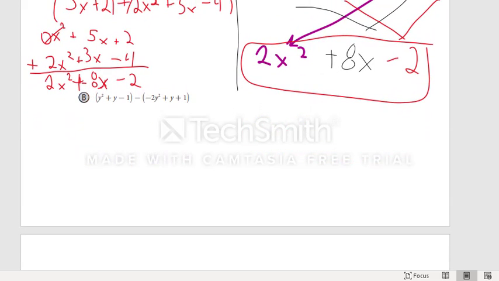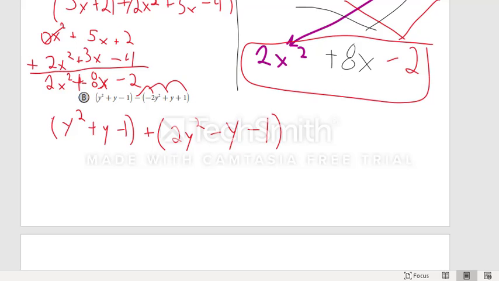All right, example number 2. Start by distributing this negative. All right, so we're going to leave the first polynomial the same, y squared plus y minus 1. And then a negative times a -2 is going to be plus. Negative times a negative makes it positive, so 2y squared. Negative times a positive y makes it minus y. And the negative times a plus 1 makes it minus 1.